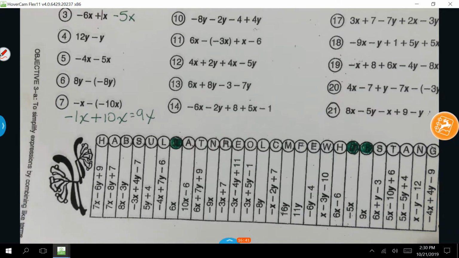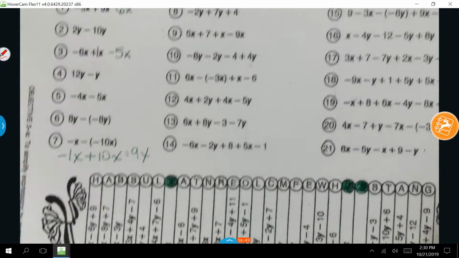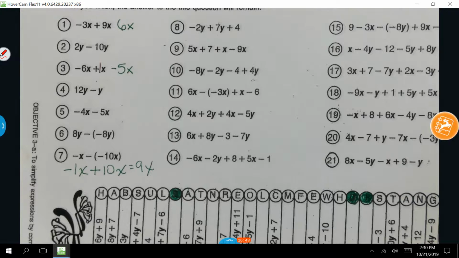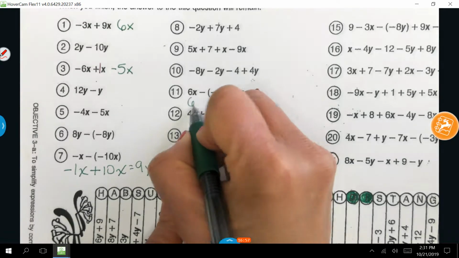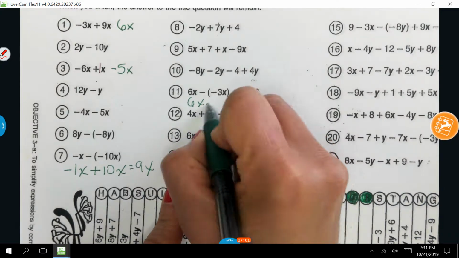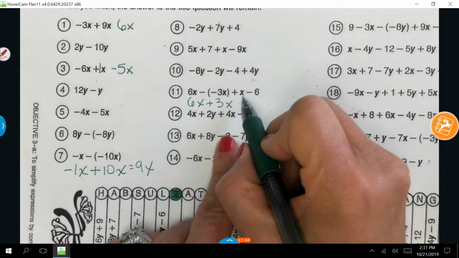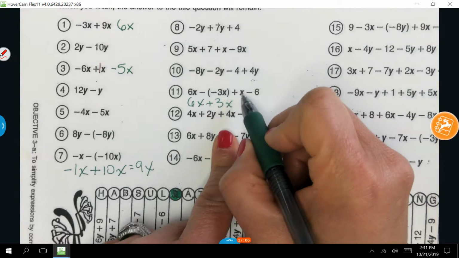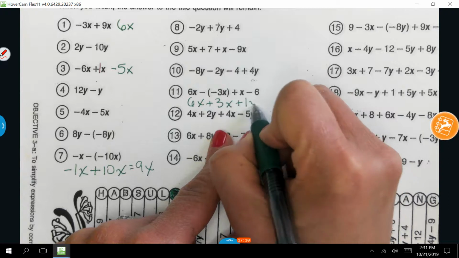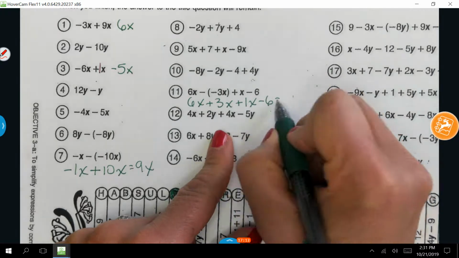So let's take a look at number 11. Number 11. Do you see how we have a double negative again? Let's rewrite it and get rid of the double negative. 6x, what would this be? Plus 3x. What would I write next? Plus X. Or how many x's? 1x and then minus 6.